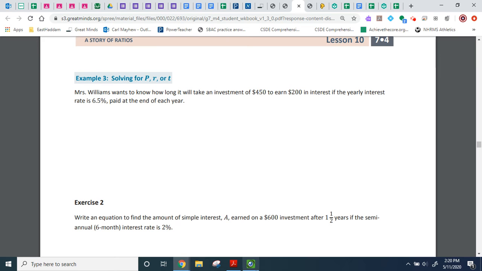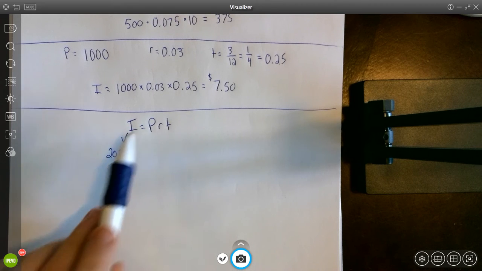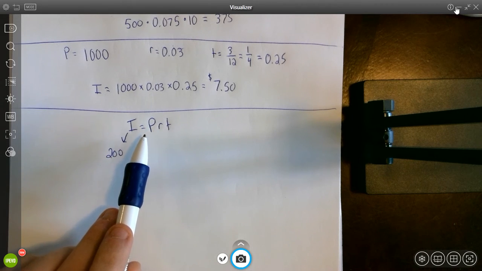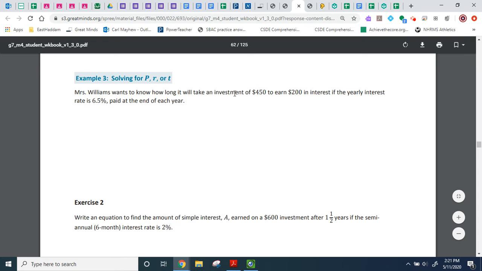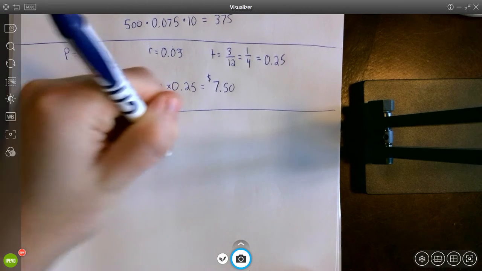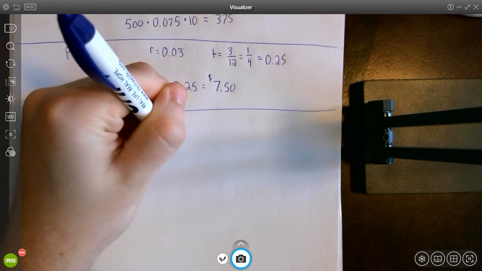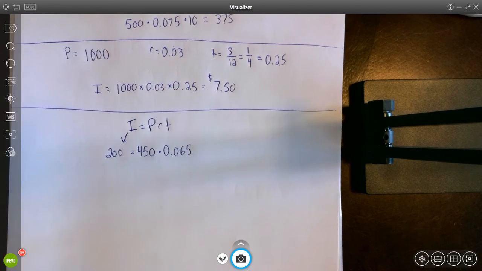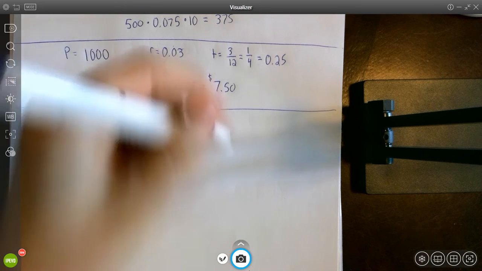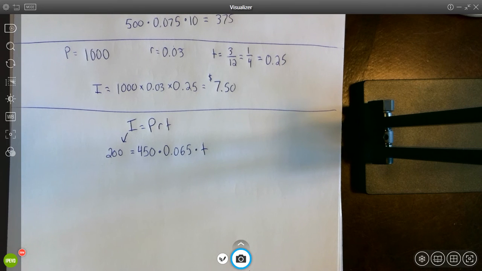So let me write that in. We're going to use our same equation that we have here, and this time our interest is $200. Our principal amount is $450. That's the investment amount. So equals 450 for our principal. Our rate was 6.5%. Now, as a decimal, 6.5% is 0.065. And we are solving for our time. We don't know what that's going to be.